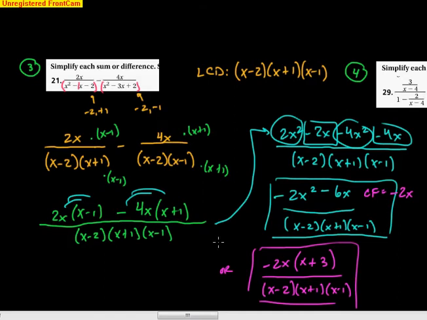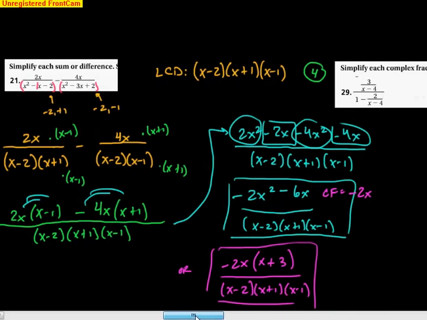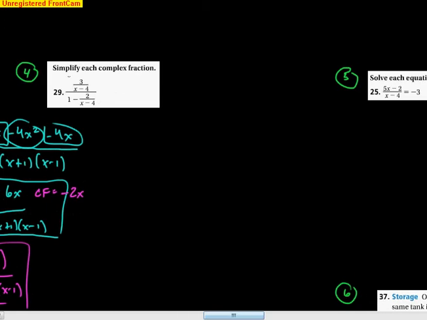So again, this is the toughest problem, right? This is a star. These subtraction problems are so tough. Okay, here we go. Number 4. We are going to simplify this complex fraction.